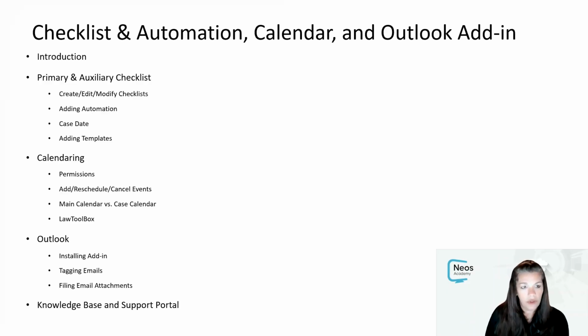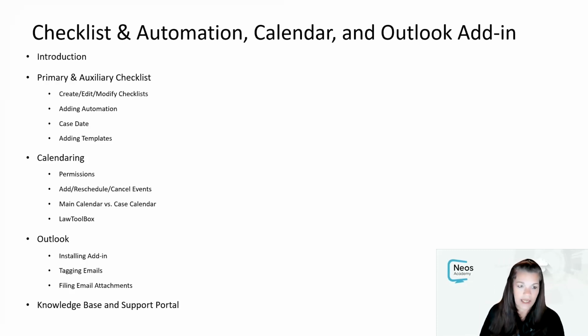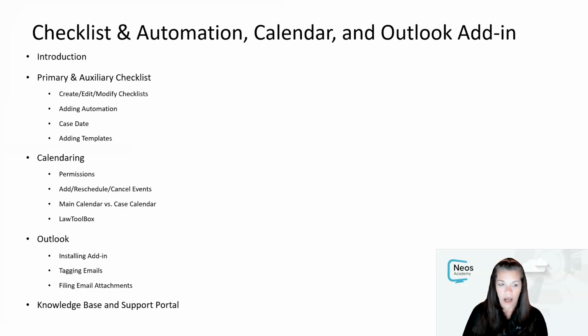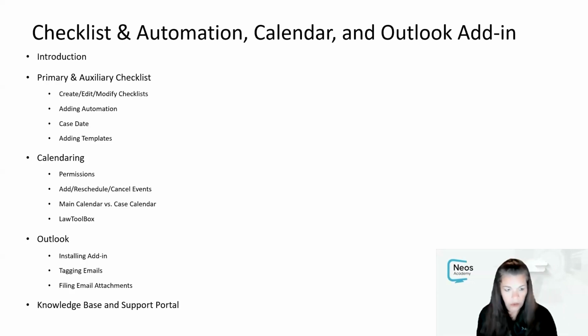So we will be going over the primary and auxiliary checklist, how to create, edit, and modify, how to add automation. We'll be talking about case dates and adding templates to your checklist. Then we'll move into calendar. Make sure you have the correct permissions, how to add, reschedule, and cancel events. And then we'll talk about the difference between the main calendar and the case calendar. For several firms who do have Law Toolbox, we'll touch on that for a minute. And then we'll round everything out with how to use the Outlook add-in, tagging emails, and then how to file attachments that are in emails.